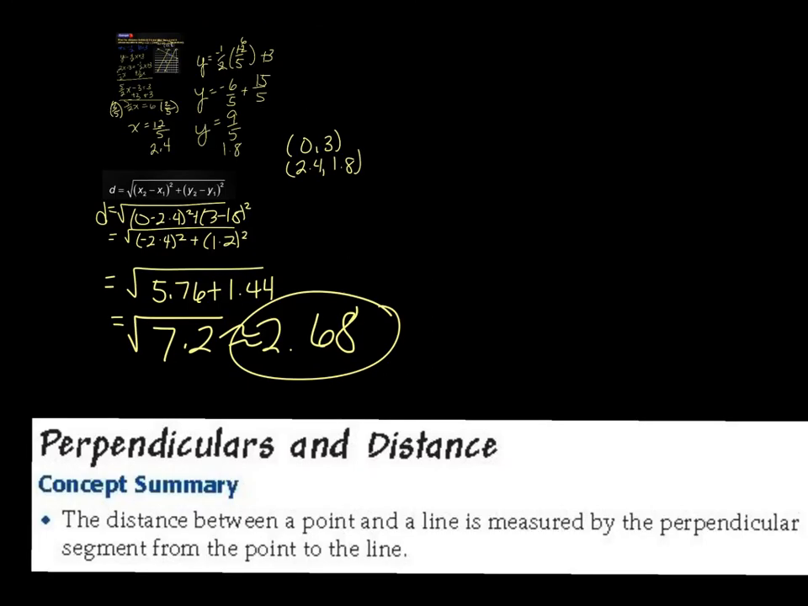The distance between a point and a line is measured by the perpendicular segment from the point to the line.